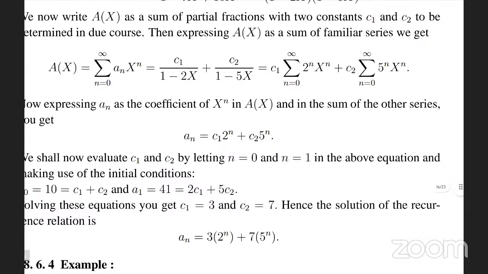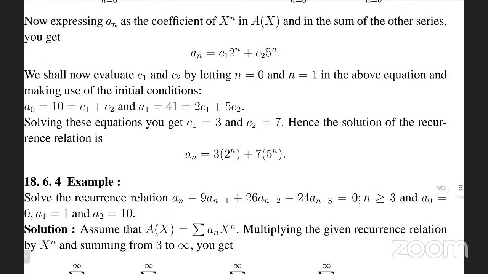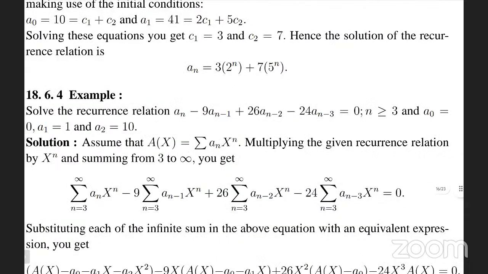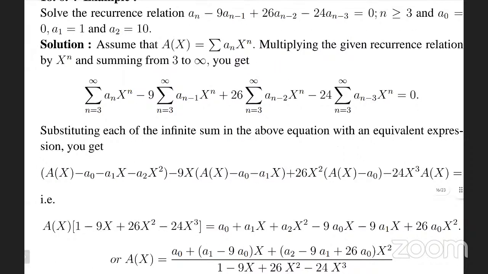Generating function means we take a of x equal to summation an x power n. Then the terms will be there, the nth term will be there. We can apply shifting depending on the term, so we can substitute that. Here the first term is a of x. Going from the start, first is a of x. Second is a of x minus a naught. Third is a of x minus a naught minus a1x. Fourth is a of x minus a naught minus a1x minus a2x square.